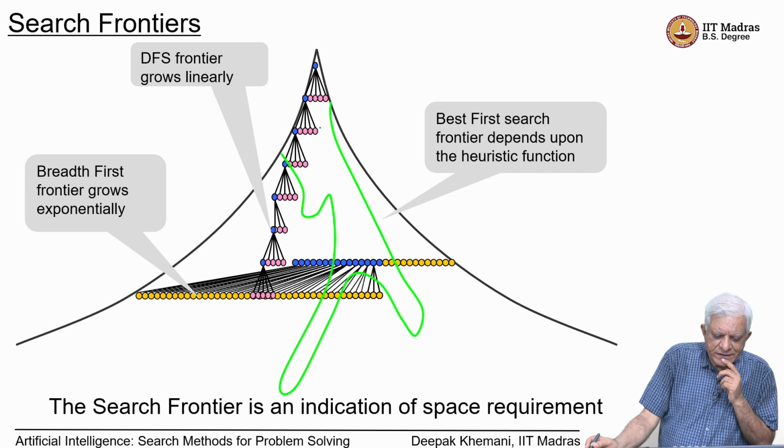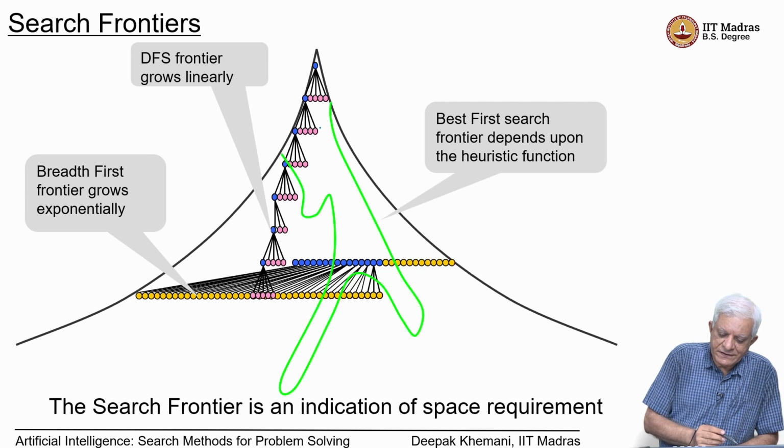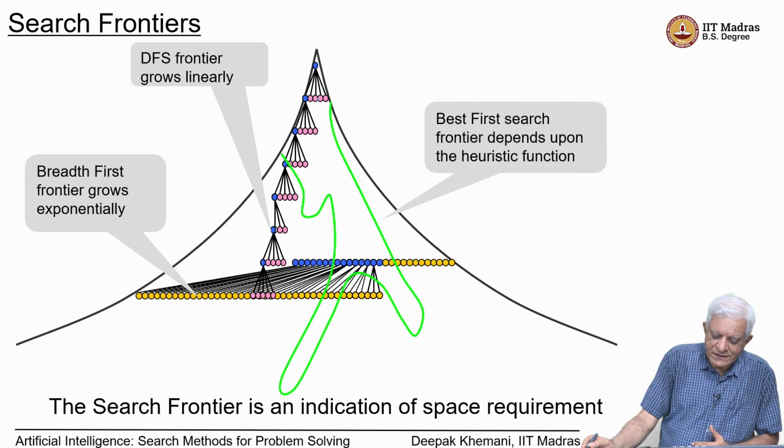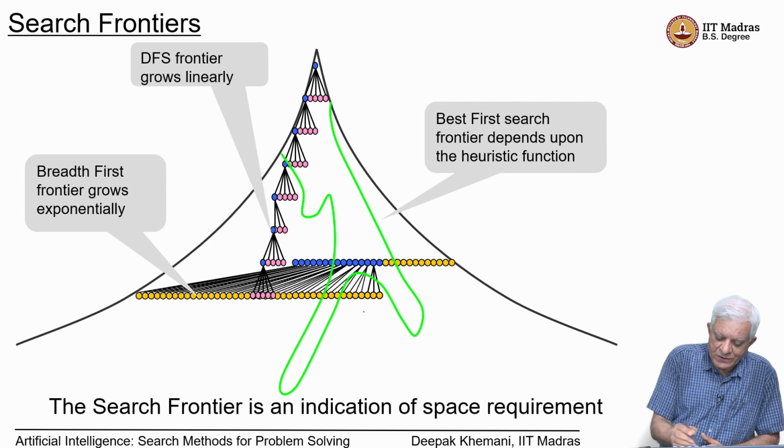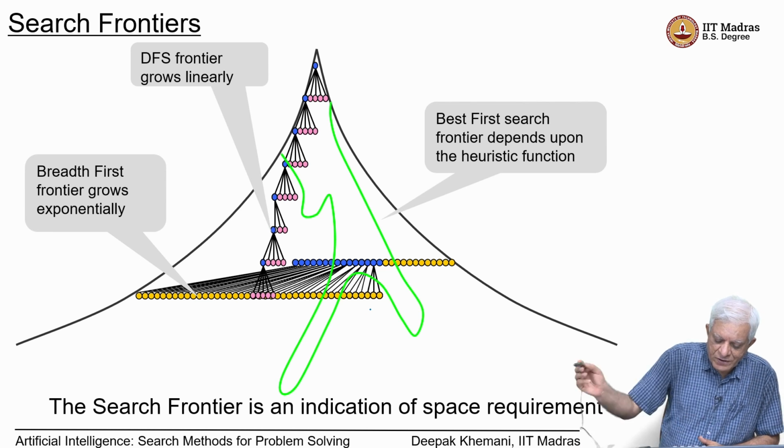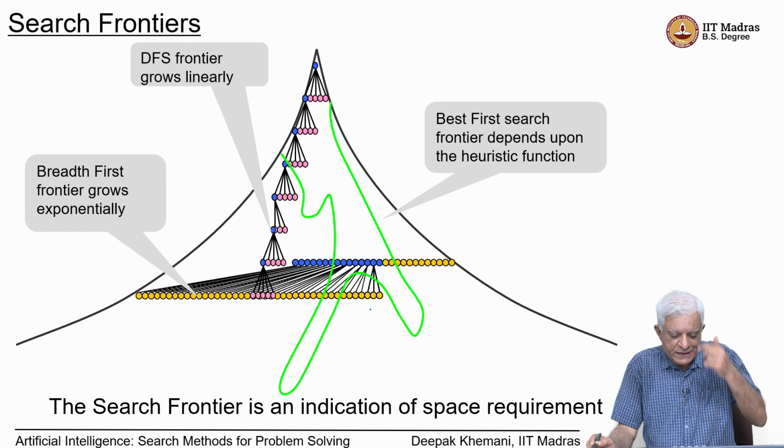So, how do the search frontiers look for the three algorithms that we have seen? I have not included DFID here, because the DFID search frontier is a bit like breadth first search anyway, because remember that DFID is basically depth first search masquerading as breadth first search. We had seen this earlier. For depth first search, the search frontier grows linearly, shown in pink nodes on this graph. For breadth first search, it grows exponentially, shown in yellow nodes in the bottom row and the row before that.